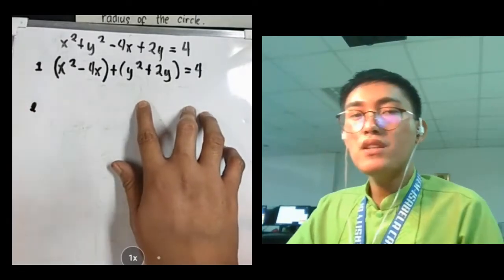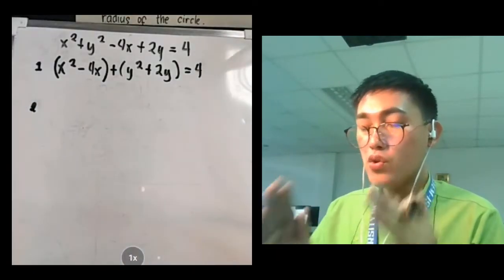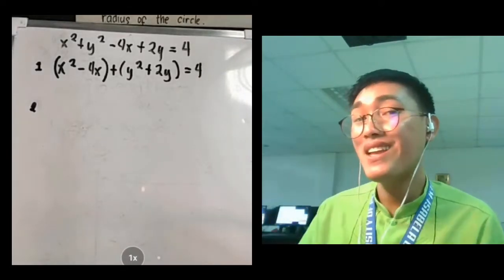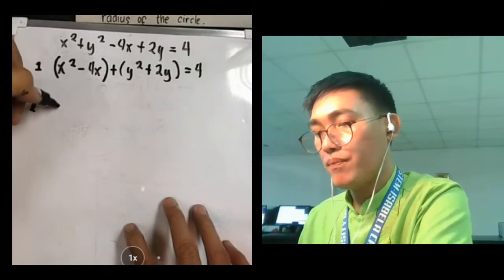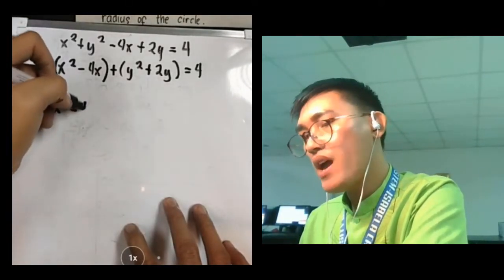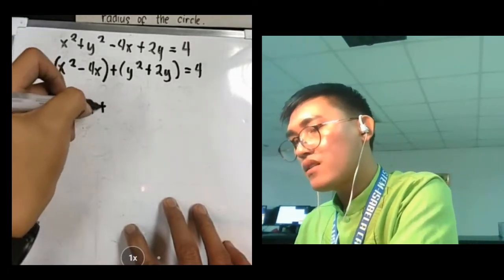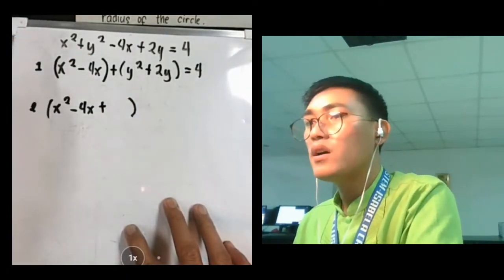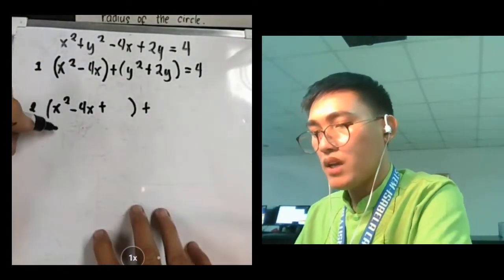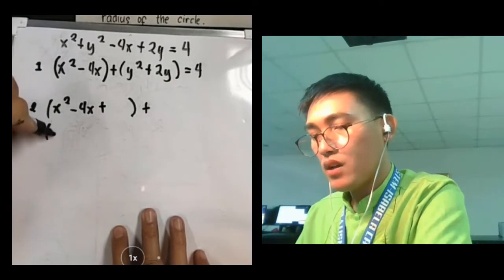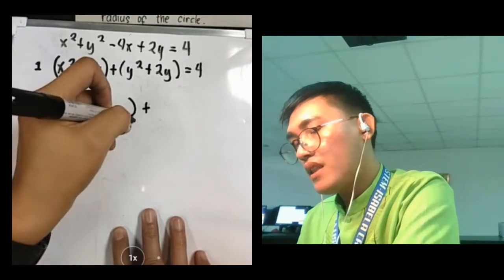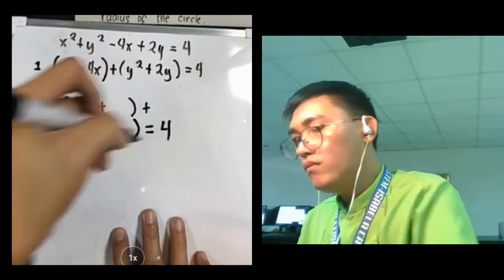So step number 2 here is to do the completing the square. In completing the square, we will be acquiring a value to be added on the left side, and also on the right side, to maintain the balance of the equation. That would be x squared minus 4x plus blank, and then y squared plus 2y plus blank, equals 4.